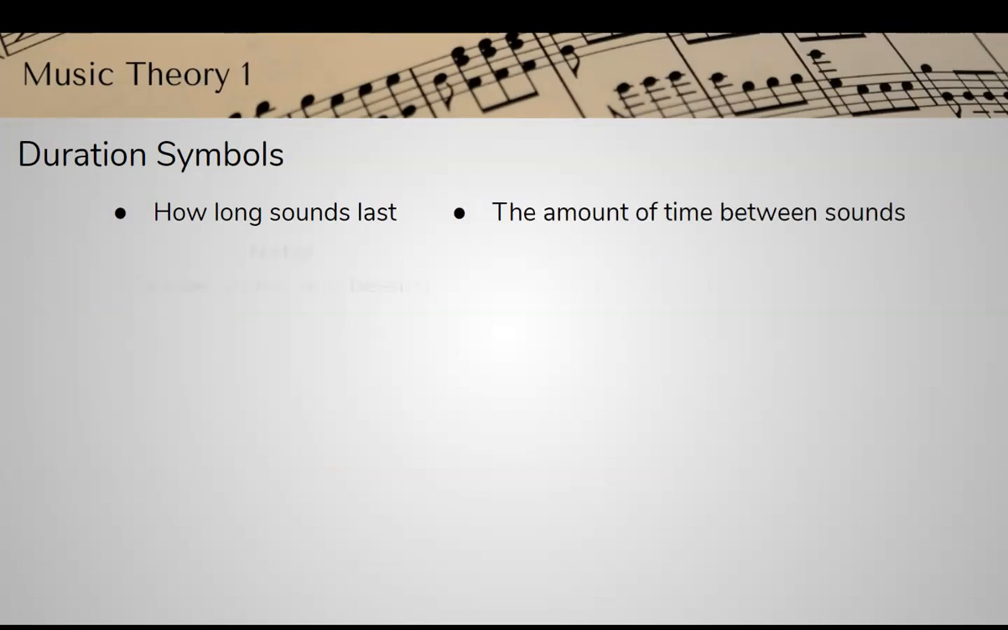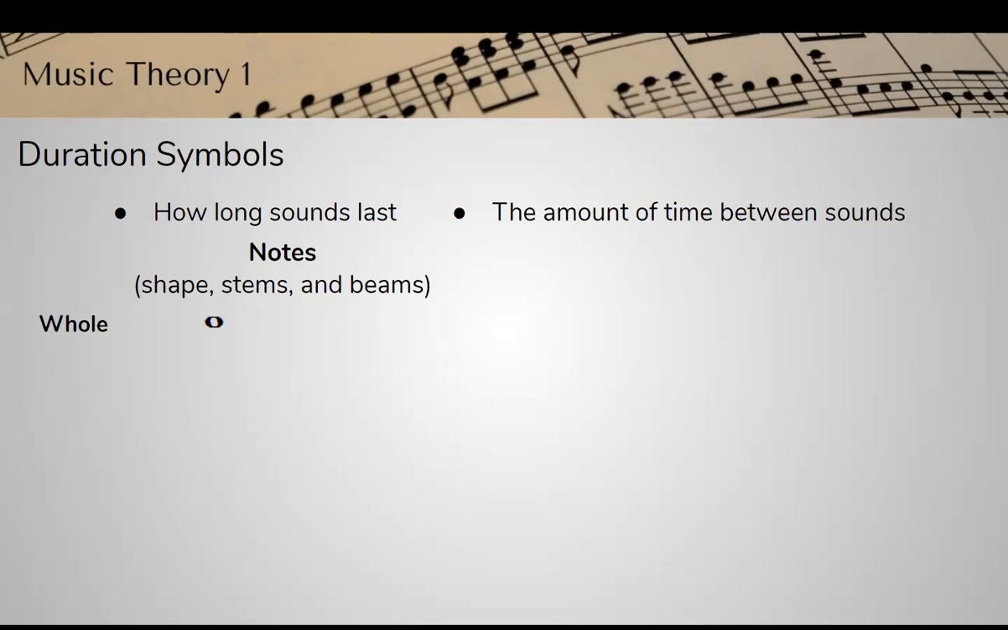So let's deal with the first one, which is how long sounds last, and also the amount of time between sounds. We have a system of notation that allows us to show, or to record, how long a sound lasts. But one drawback is that it's not exact. In fact, it's all relative to the other symbols used to represent duration. If you just see this symbol in notation, which is called a whole note, you don't actually know how long that lasts without a lot of other information.